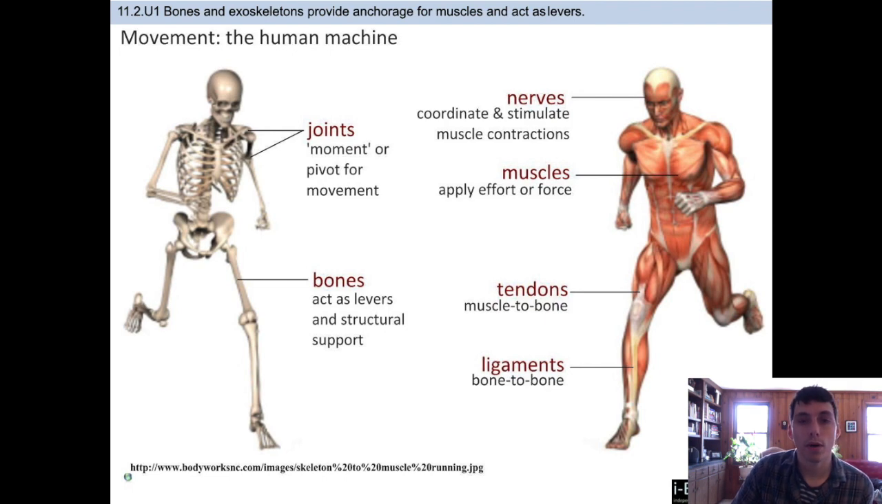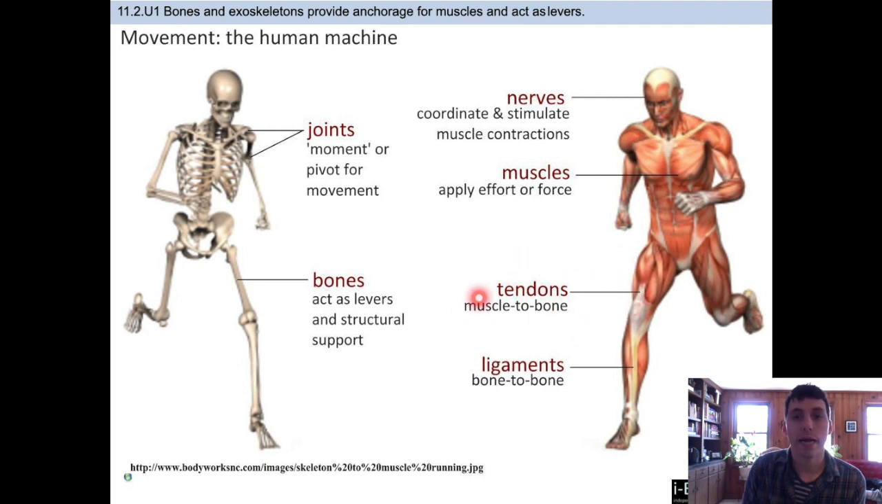So those are the parts of the skeletal system that are important, but how about the rest of the system? It's not just the skeleton working by itself. So we of course have an extensive network of nerves. Nerves are needed to coordinate muscle contractions, they stimulate muscle contractions, they allow your brain to control your body. We have muscles, which are actually applying the effort or force by their contractions, and muscles can only contract, they can only get shorter. So they apply the force on the bones to actually make that movement happen.